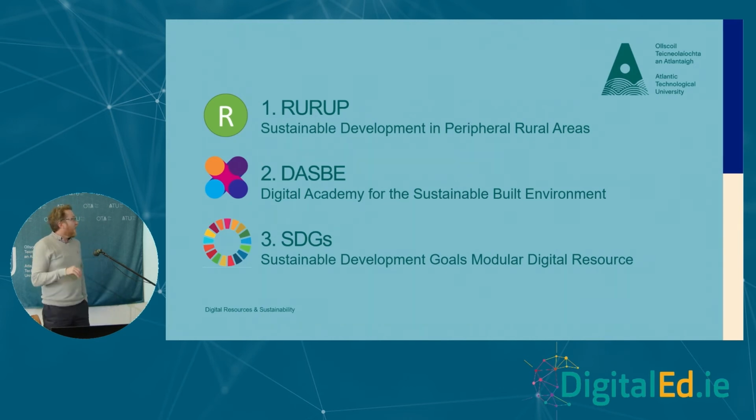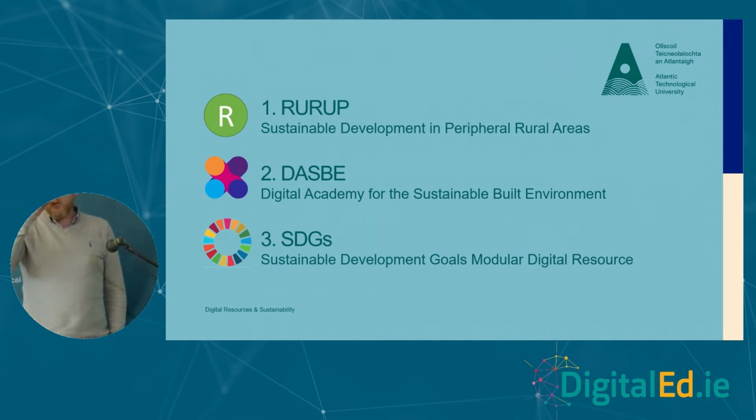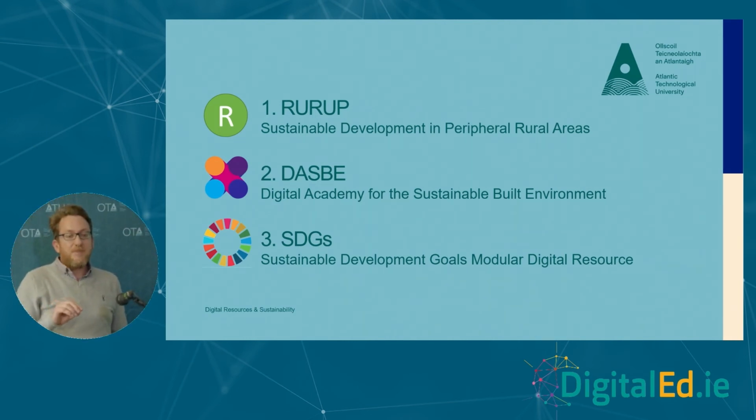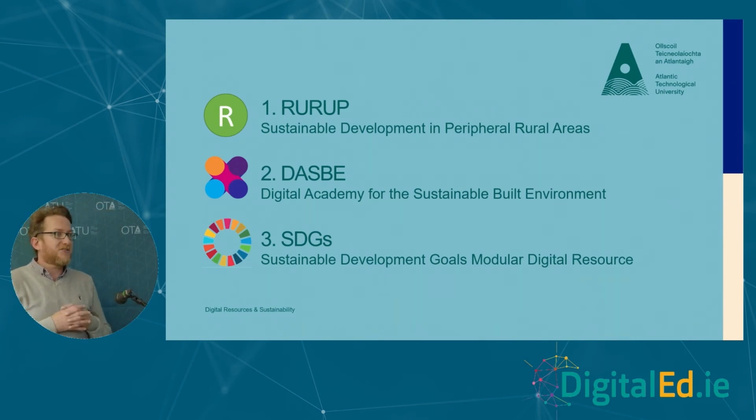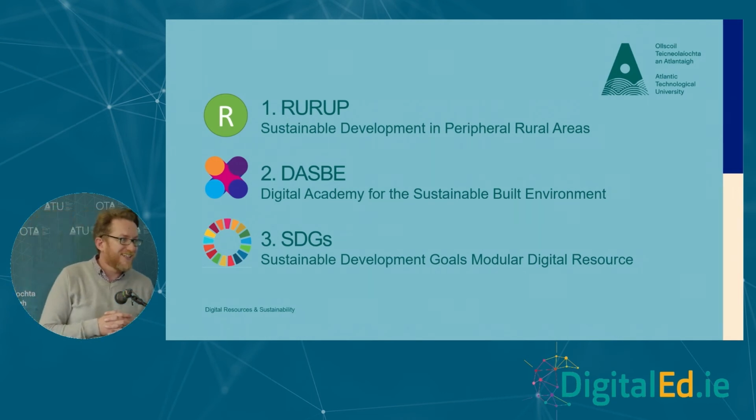And the third one is an interesting project where we're looking to integrate resources, what we're calling a modular digital resource. This is learning objects around the different sustainable development goals of the United Nations, and making resources that lecturers can bring into their programs, either as sub-courses or as individual objects, depending on the sustainable development goals that are relevant to their subjects. So first up, I think Ruth is going to talk to us a bit about the RURUP project.